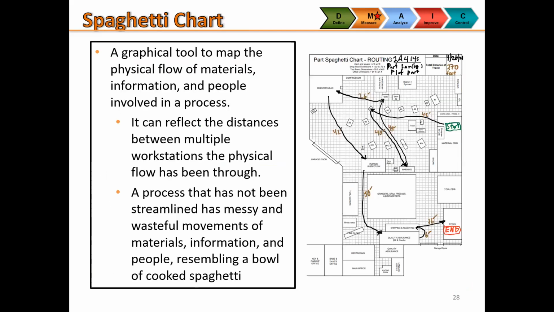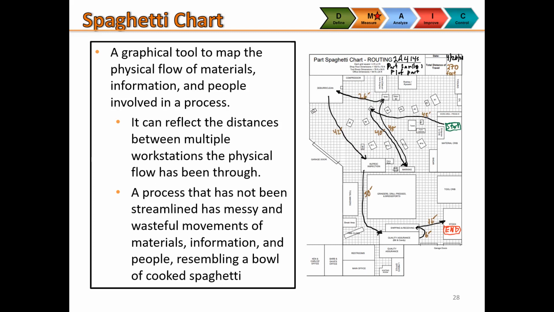The next tool, a lot simpler, is the spaghetti chart. It's a graphical tool to map the physical flow of materials, information, and people involved in a process. It can reflect distances between multiple workstations. Motion is one of the wastes, and there's a whole bunch of problems with having things spread way apart. This is how we might optimize motion of materials, information, and people.